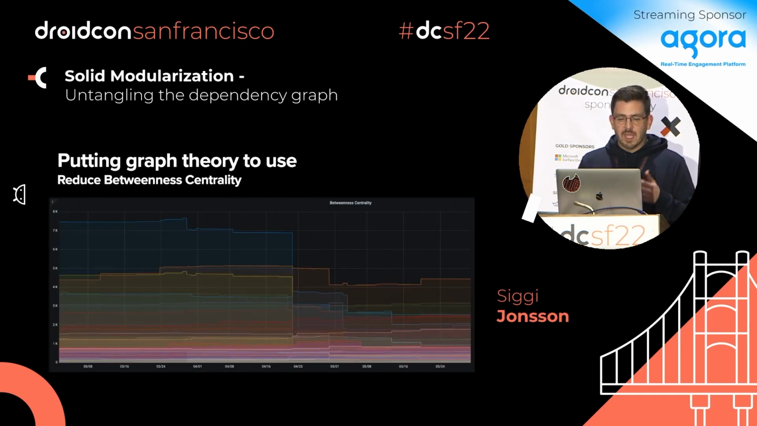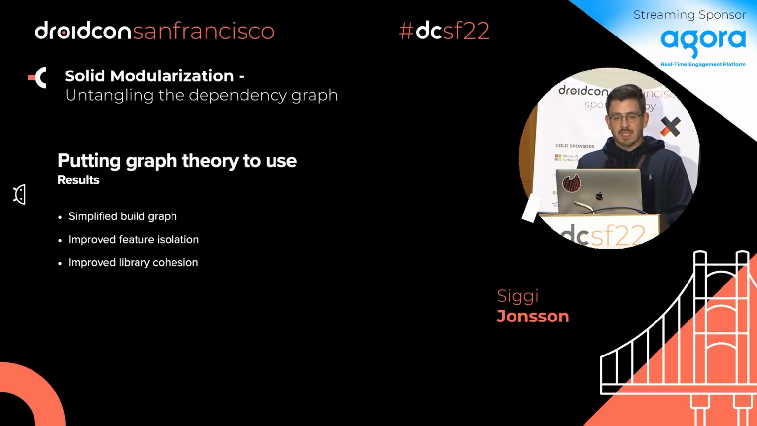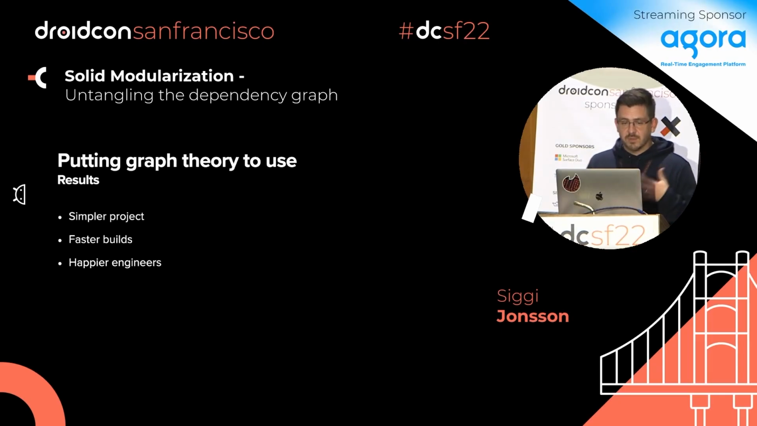And because the modules don't exist in a vacuum, we can actually see how an improvement in one area on one module can cascade across multiple areas of the code base, reducing this metric across many modules. So again, by putting this graph theory to use, we've been able to simplify our build graph, we've improved feature isolation, and we've improved library cohesion, which has resulted then in a simpler project, faster builds, and just overall happier engineers.